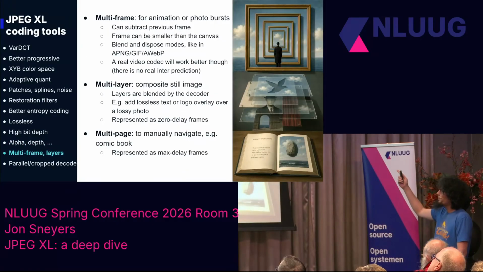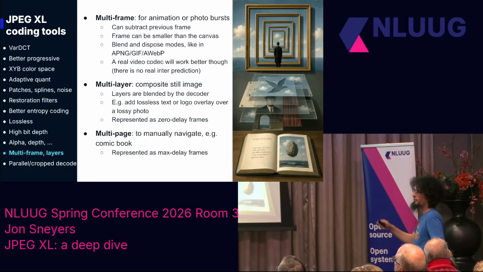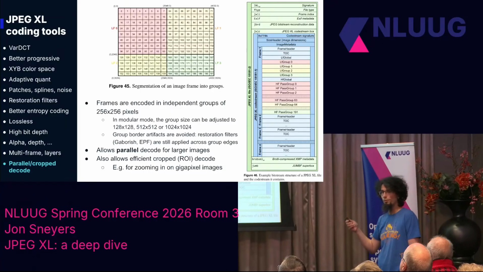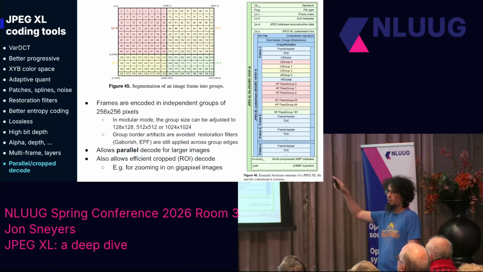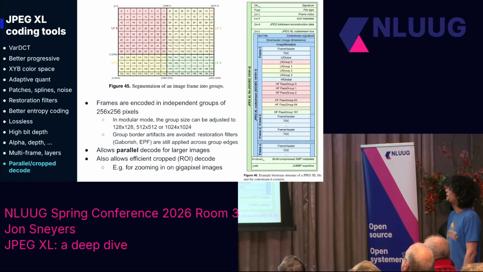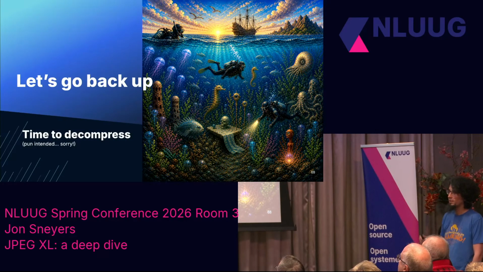It can do multiple frames. It can do multiple layers, and they are blended by the decoder, so the application doesn't even need to know that it's a multi-layered image. It will just get the blended image if it's too stupid to understand. And it can do multi-page. Okay, this is how the image is segmented into regions so that we can do parallel decoding. Not only parallel decoding, but also crop decoding. If you just want to have a specific region of interest, you can download only part of the file and get it. And that's where I want to stop in terms of the technical stuff.